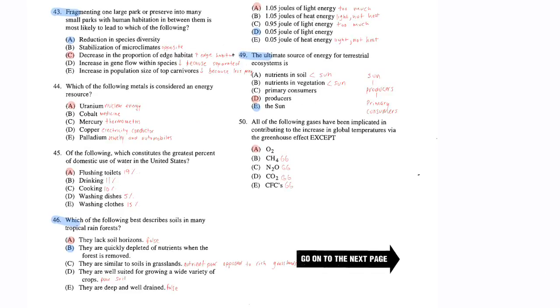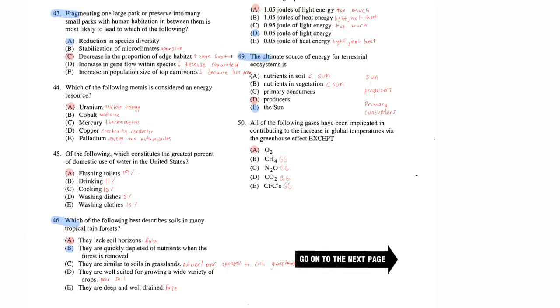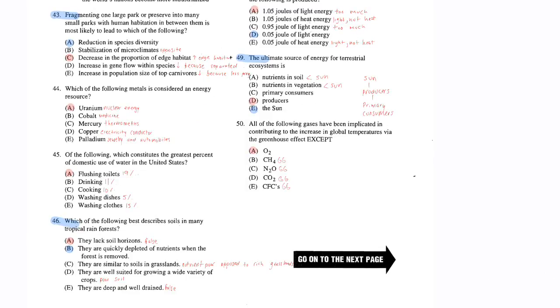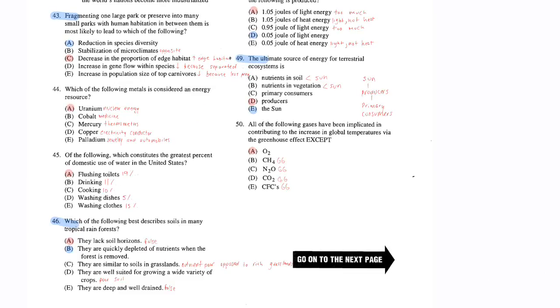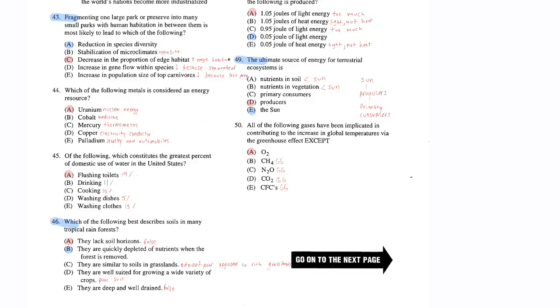Number 48, if an incandescent light bulb used for lighting has an efficiency rating of 5%, then for every 1.00 joule of electrical energy consumed by the bulb, which of the following is produced? The answer is D, 0.05 joule of light energy. Option A is too much. Option B is incorrect because it would be light energy. Option C is too much. And option E, it is incorrect because it is not heat energy. We are discussing light energy.